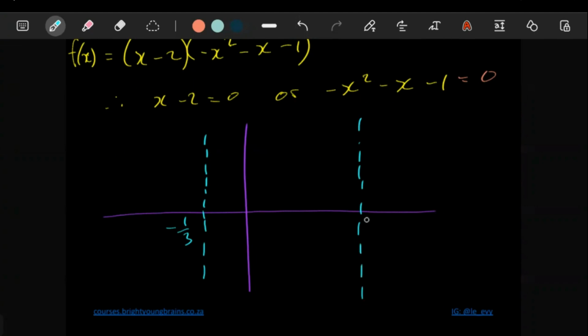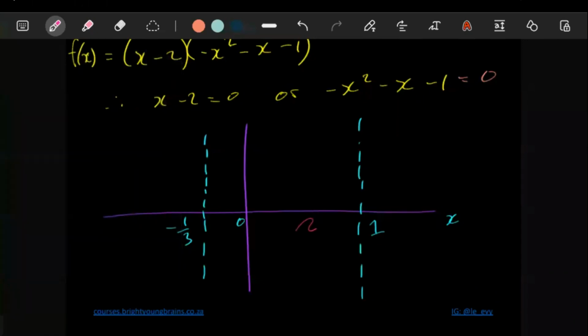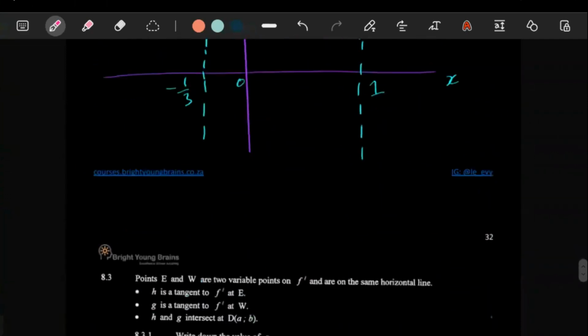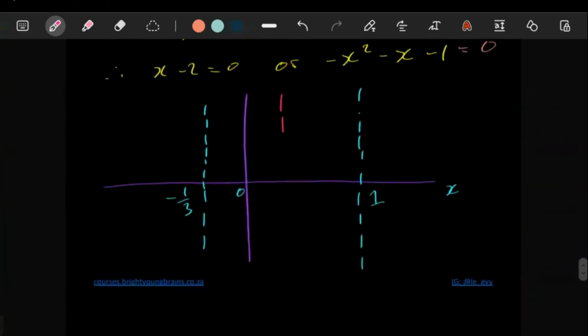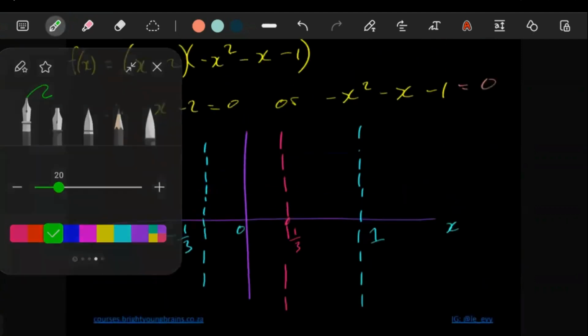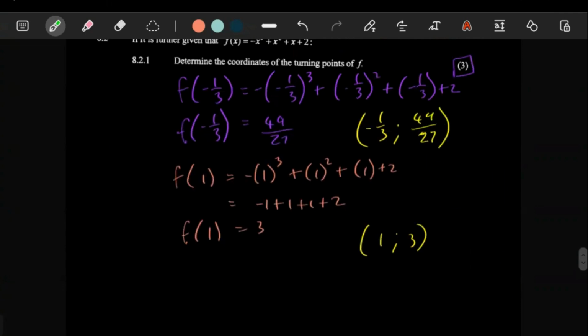So this one, the x value is going to be positive 1. And what we also know is that the x value of the point of inflection is at positive 1/3. So that's going to be somewhere here. Fortunately, we have the y values of the turning points also. So this one is 49 over 27. What is 49 over 27?